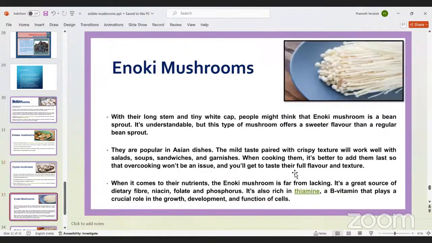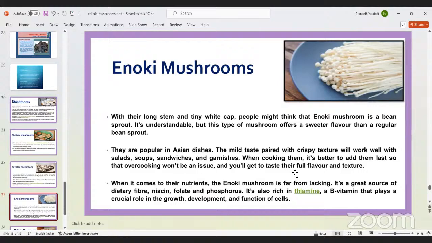So, another one is the enoki mushroom. With their long stem and tiny white cap, people might think that enoki mushroom is a bean sprout. It's understandable, but this type of mushroom offers a sweeter flavor than the regular bean sprout. They are popular in Asian dishes. The mild taste paired with the crispy texture will work well with salad. Generally they are used in salads, soups, sandwiches or garnishes.